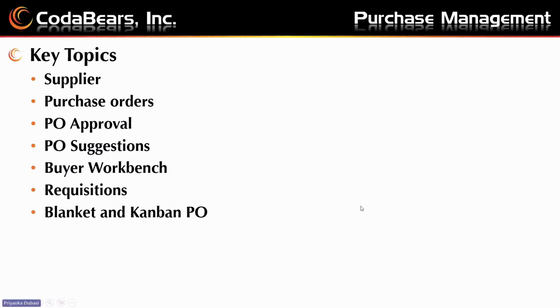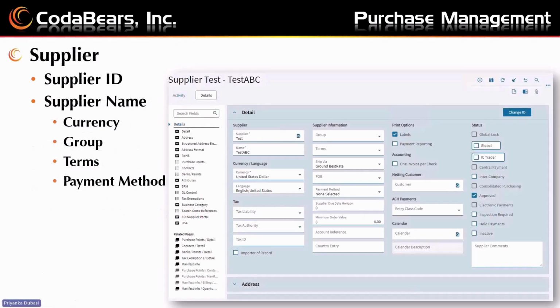So when we talk about purchase management, I think the very first thing that we would have to talk about would be our suppliers, because that is what drives our purchase orders. So we would have to go ahead and first create our suppliers. And this is our supplier screen where you enter in your ID and name. I think those are like the mandatory fields that you would have to enter.